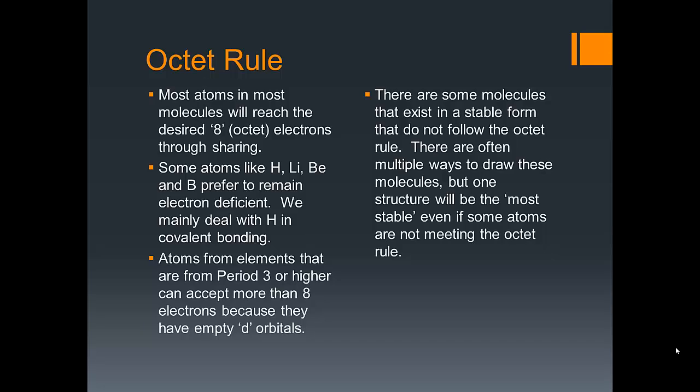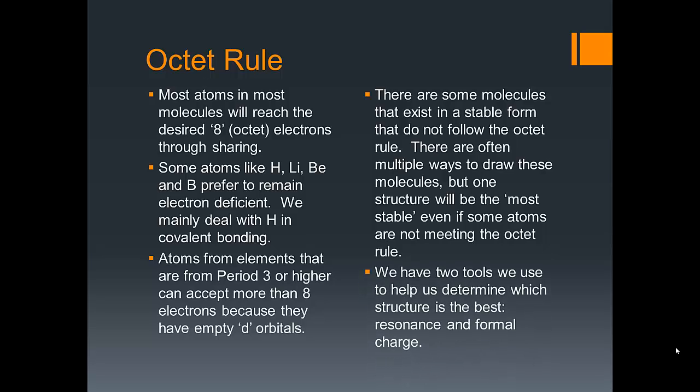There are some molecules that exist in a stable form that do not follow the octet rule. We'll do some examples of those in a second. There are often multiple ways to draw these molecules, but one structure will be the most stable, even if some atoms are not meeting the octet rule. We have 2 tools that we use to help us determine which structure is the best: resonance and formal charge.